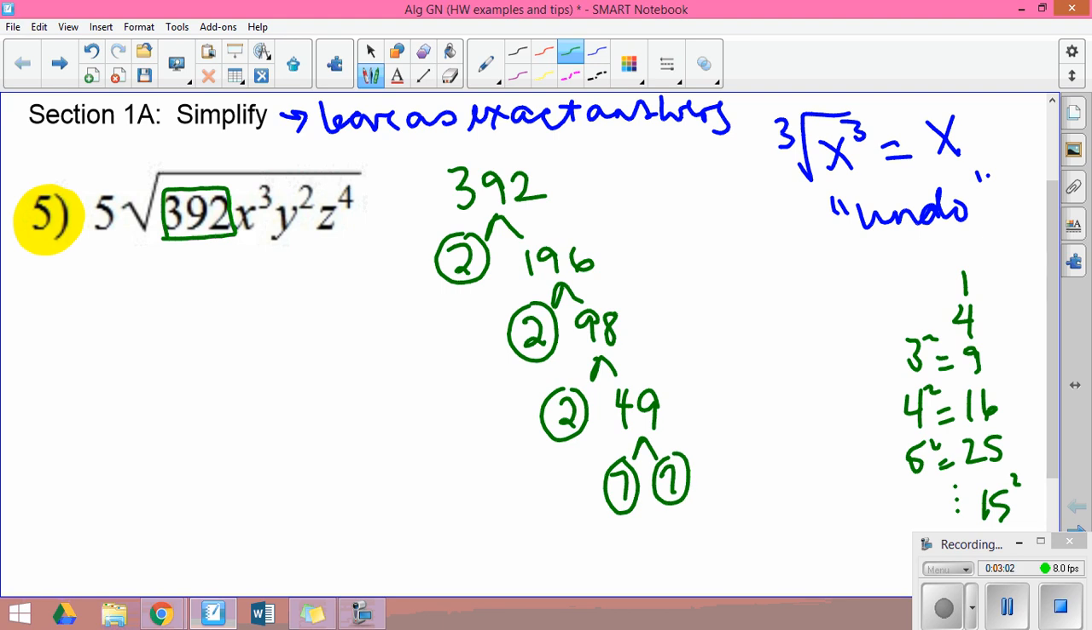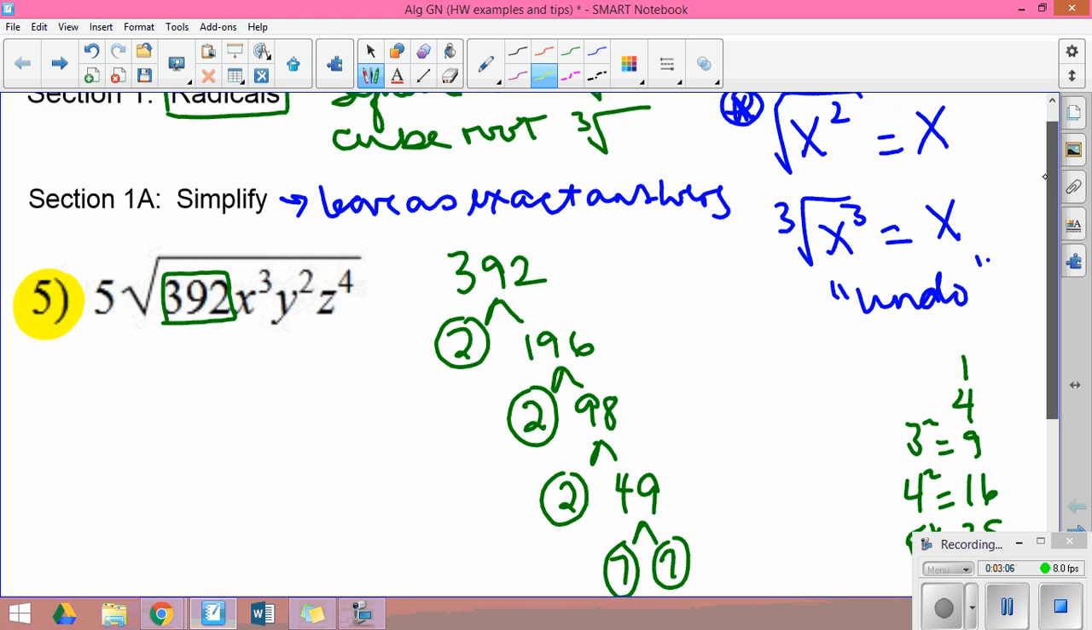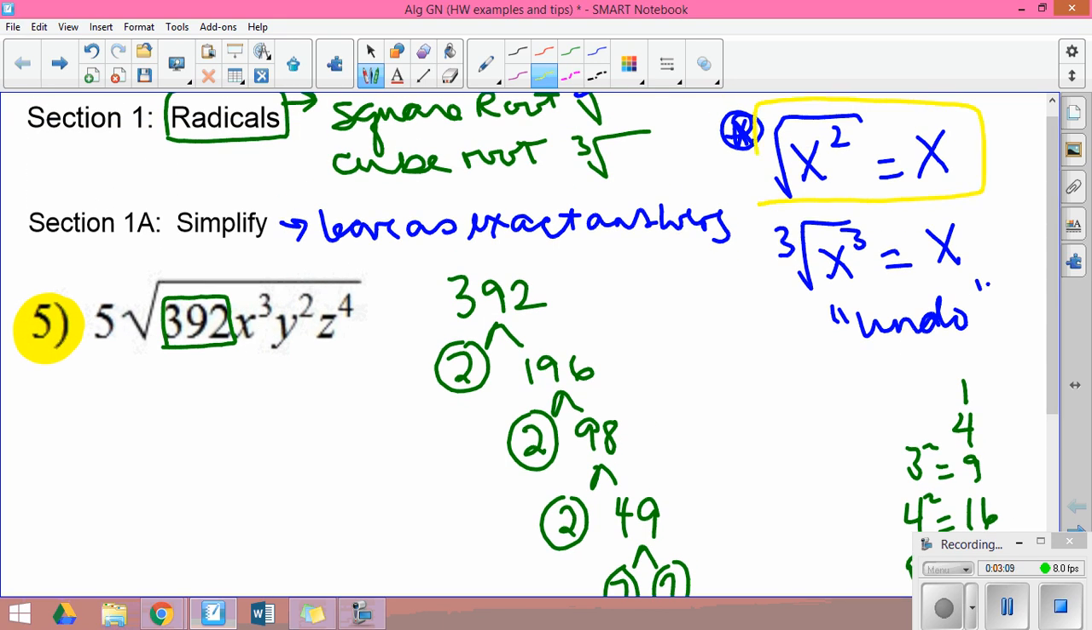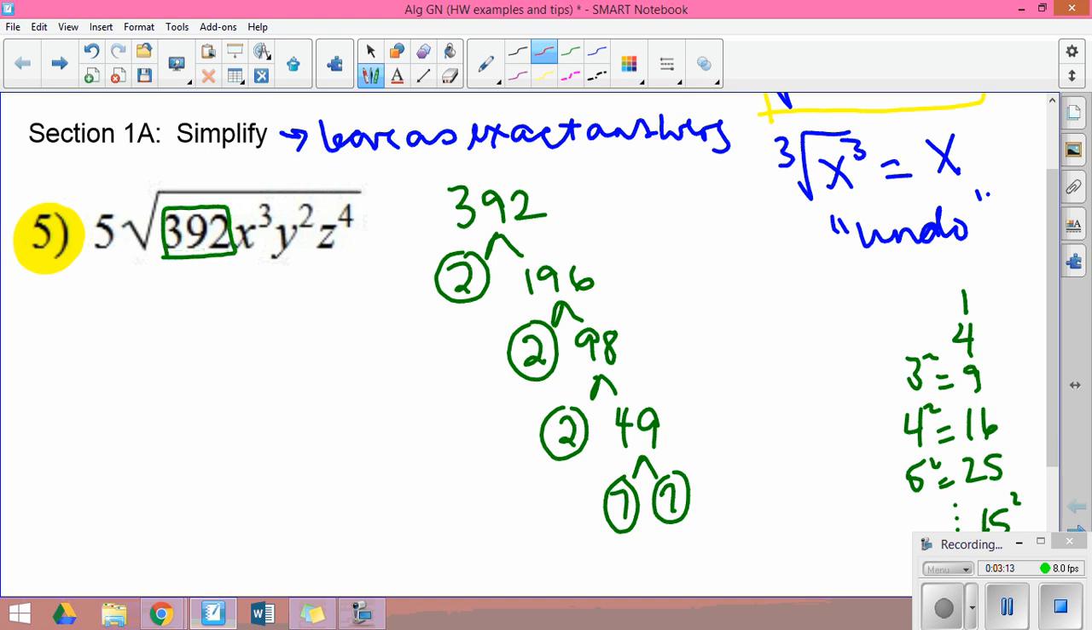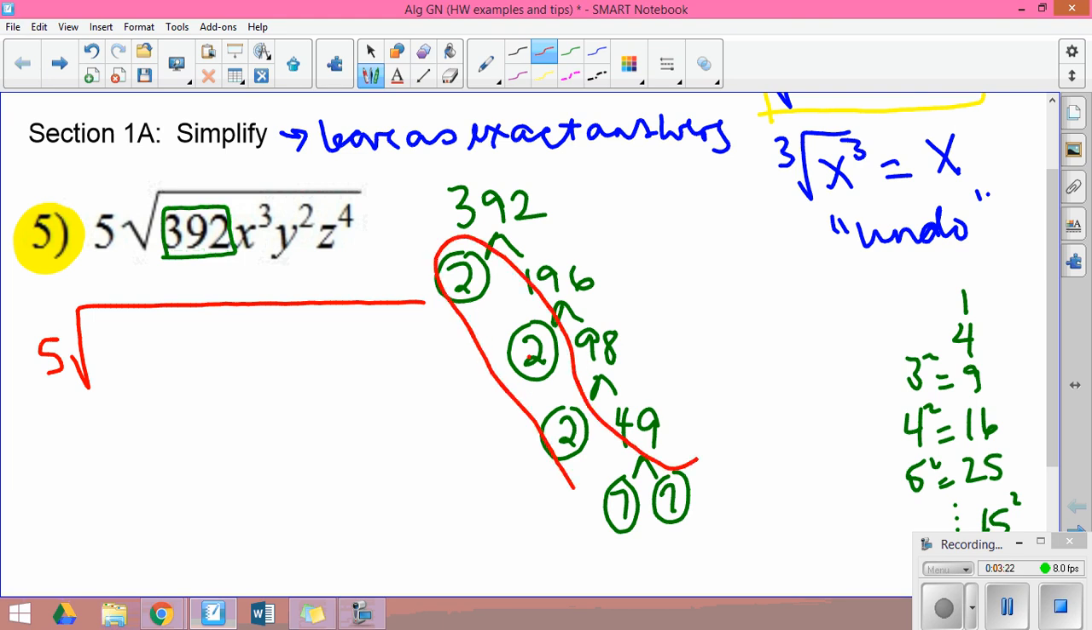So I've factored that. Now, I want to think about everything in terms of squares. So I want to rewrite all of my factors in terms of squares. This 5 is going to stay out here. And I'm going to rewrite 392 in terms of these factors, and I'm going to group them as perfect squares. So 2 2's makes 2 squared. There's a random 2; I'll just leave that as a 2. And 2 7's makes 7 squared.